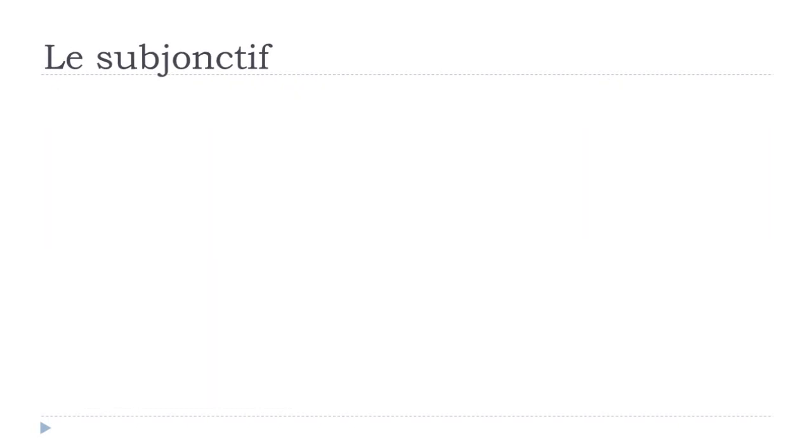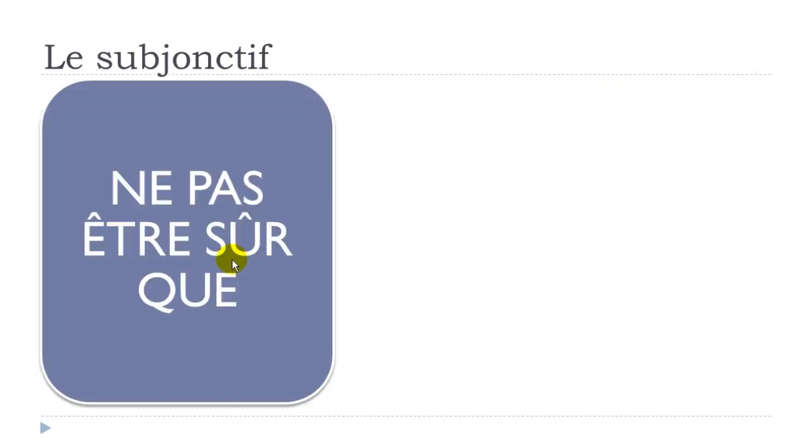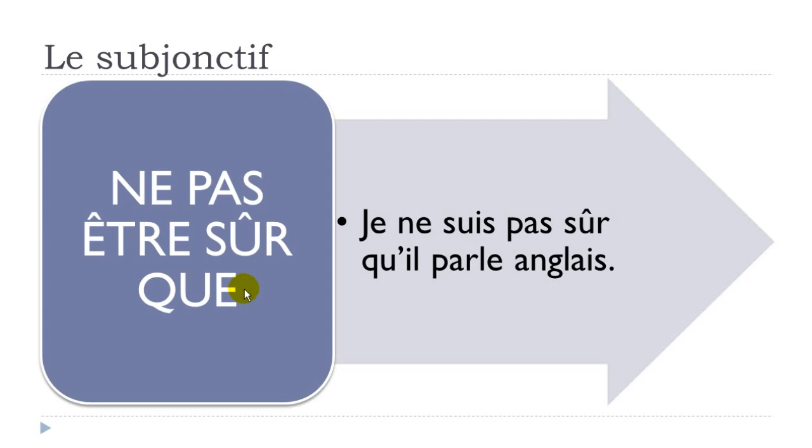Un doute, a doubt. So let's see what we've got. The structure is être sûr, to be sure, okay? But then, of course, you should put the negative form of to be sure. So, ne pas être sûr que, okay? Because you want to express a doubt. So, je ne suis pas sûr qu'il parle anglais. Okay? So, I'm not sure that, and then, il, he, parler, to talk, to speak, anglais, English, okay? And here you've got your verb parle, and this form is the subjunctive, okay?